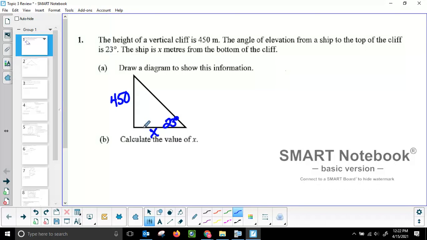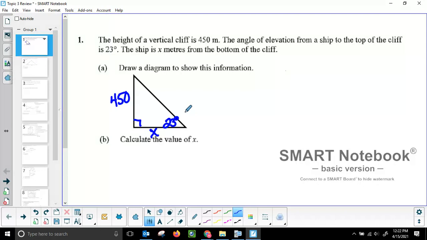Well, it says this is a vertical cliff, right? So we know that this is a right angle, so we can go ahead and use SOHCAHTOA here. Do be mindful, depending on how long it's been since you've taken pre-cal, that SOHCAHTOA and the Pythagorean theorem can only be used for right triangles.